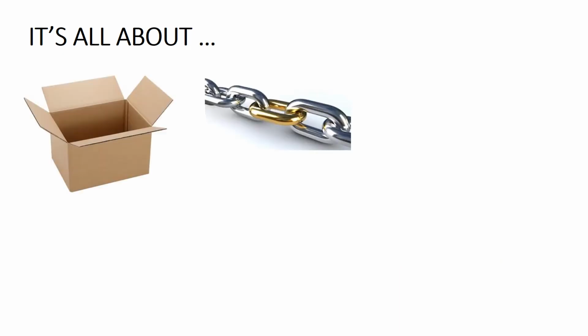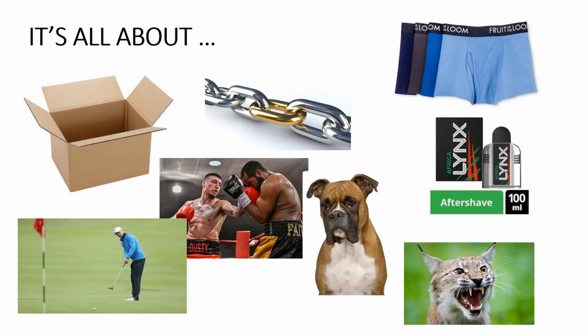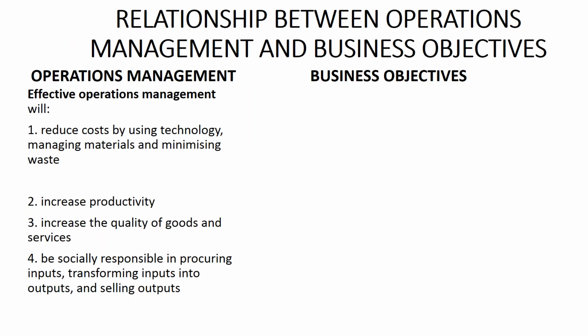Now remember what I keep telling you about business management. It's all about boxes and links. Operations management and business objectives are two boxes, and our learning intention requires you to be able to link these two boxes. That is, to be able to explain the relationship between operations management and business objectives. That is the purpose of this slide.